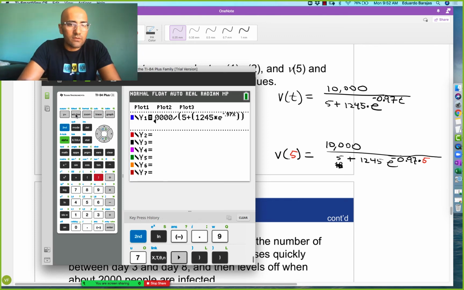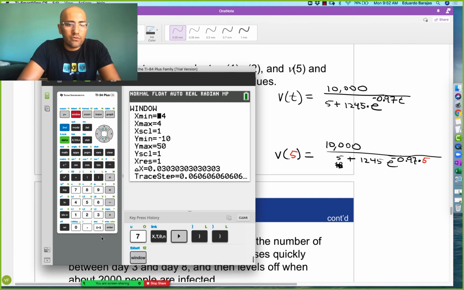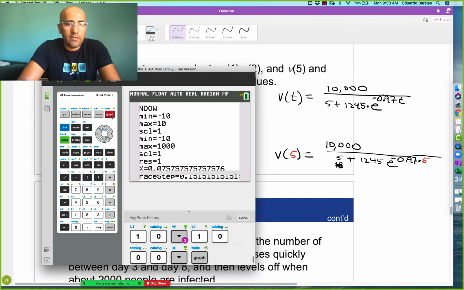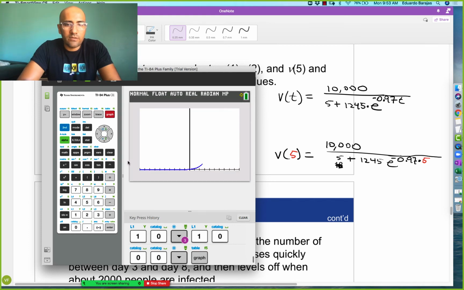So let's go to window. Let's choose x from negative 10 to 10. And then for the output, let's go from negative 10 to, that's going to grow pretty quickly, so let's, I don't know, what does 1,000 look like? You can always come back and change this. And then go to graph, and there it goes, and boom, there's our general graph. Any questions about this?